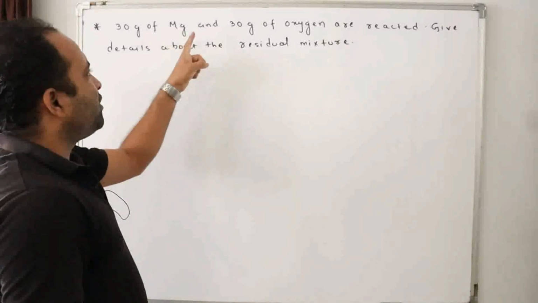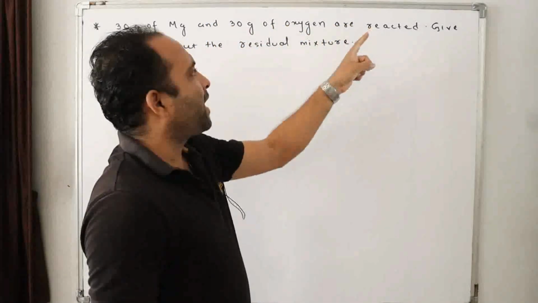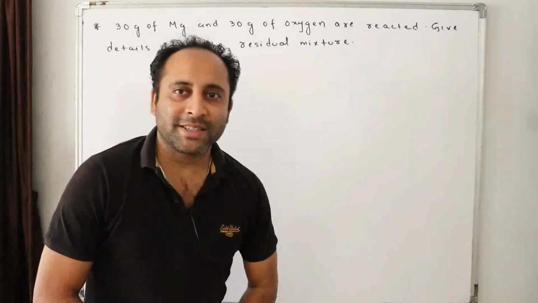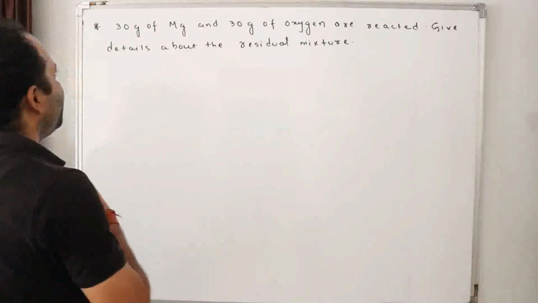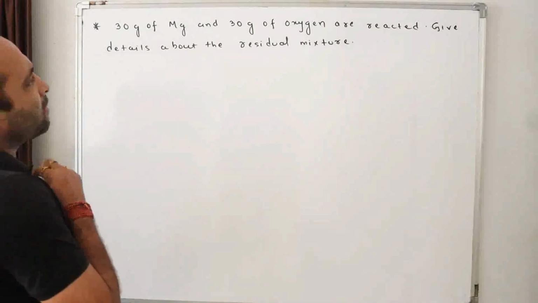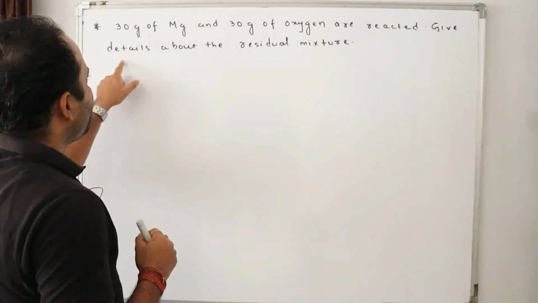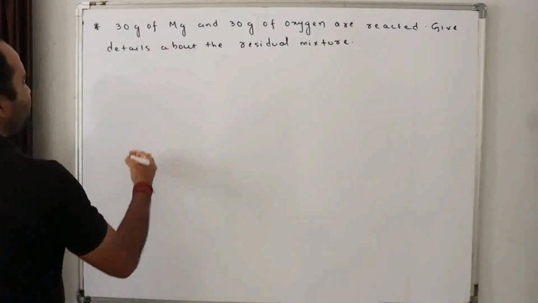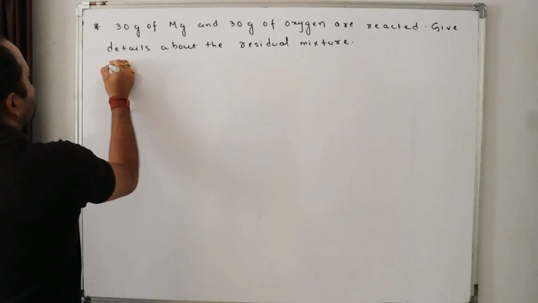30 gram of magnesium and 30 gram of oxygen are reacted. Give the details about the residual mixture. Read the question. 30 gram of magnesium and 30 grams of oxygen are reacted. Give the details about the residual mixture. Let me find this solution.